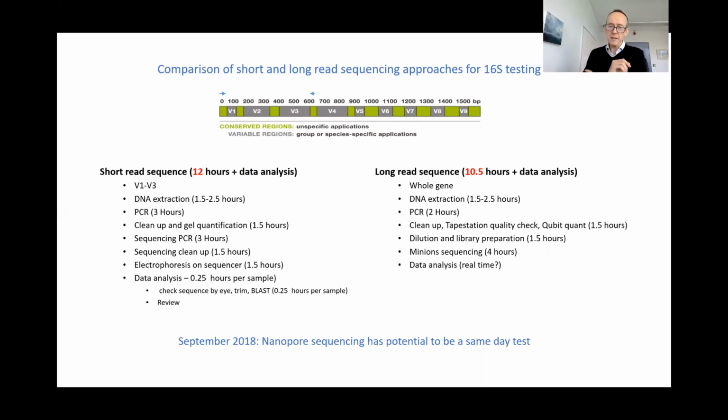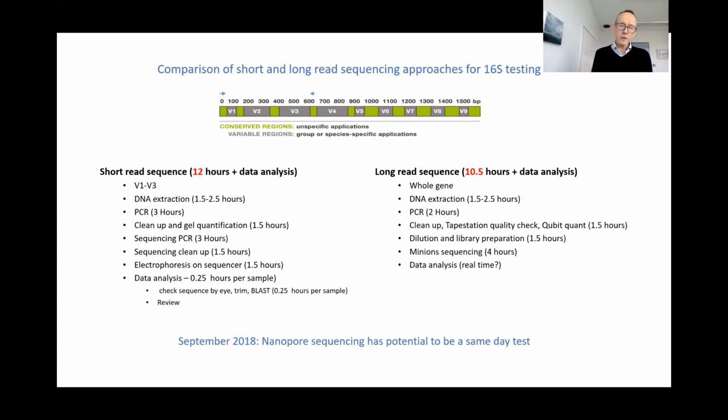The first test we decided to go for was what we thought would be relatively simple, and that is basically to provide what we hoped would be a same-day 16S service. Now, as probably most of you know, all bacteria have a 16S gene. We've got 9 variable regions, about 1,500 base pairs.